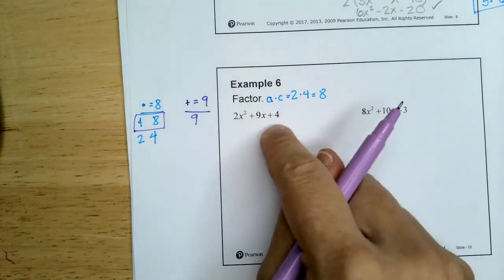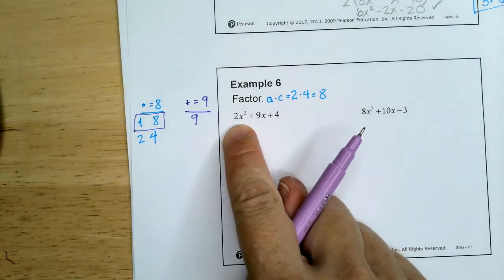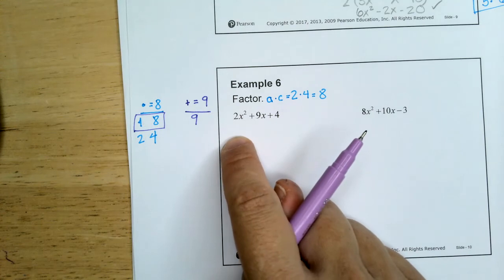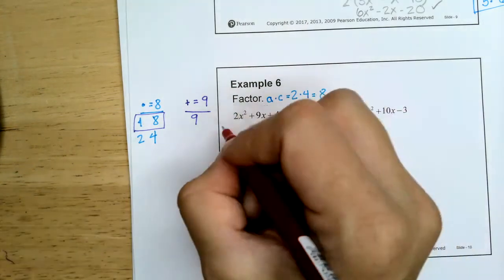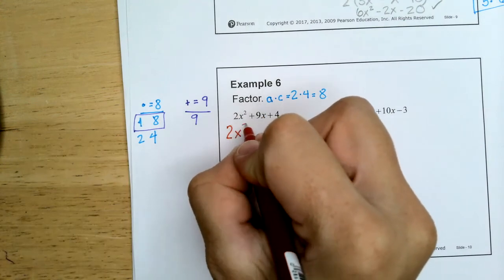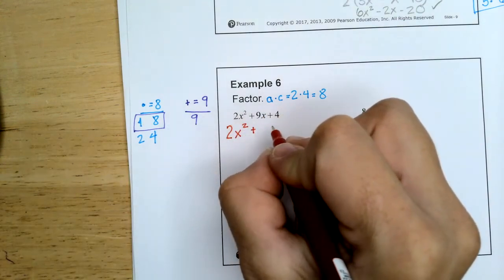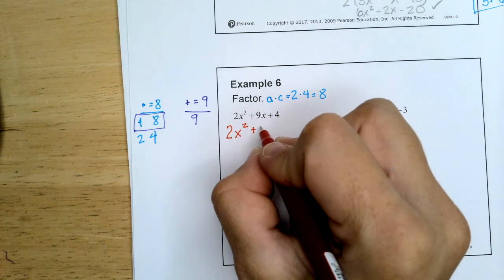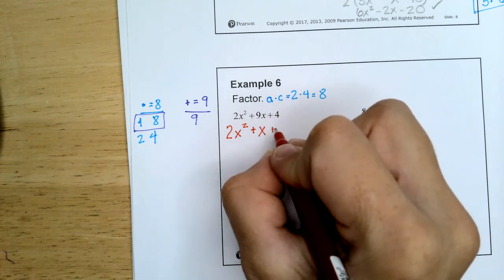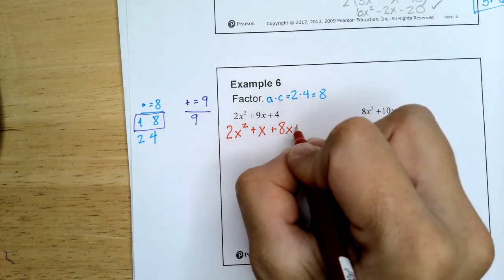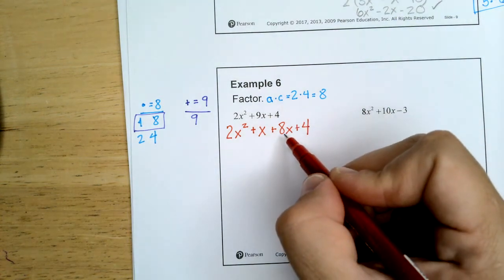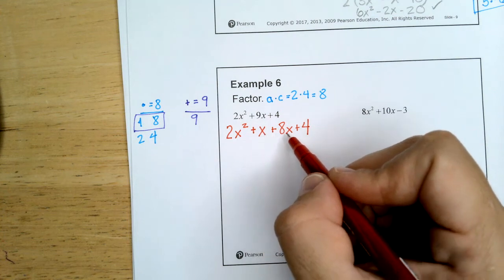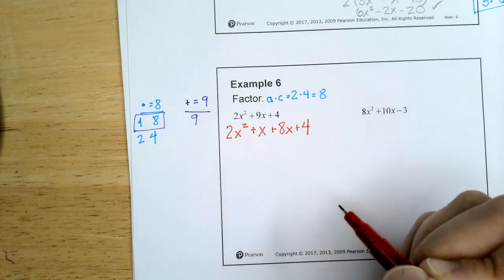All right. So instead of the 9x, we're going to call it a 1x and an 8x. So I'm going to rewrite it. Now I have 2x squared plus x plus 8x plus 4. Okay. I put the 8 behind the 1 because the 8 and the 4 factor.